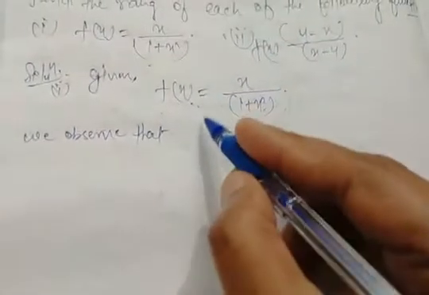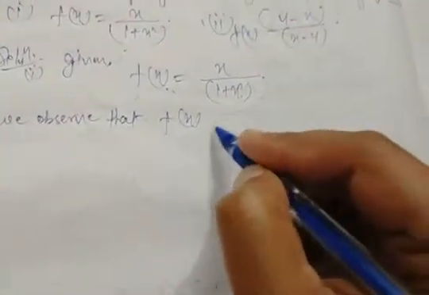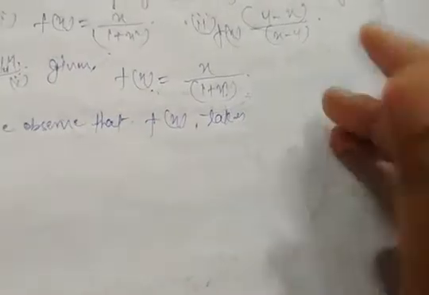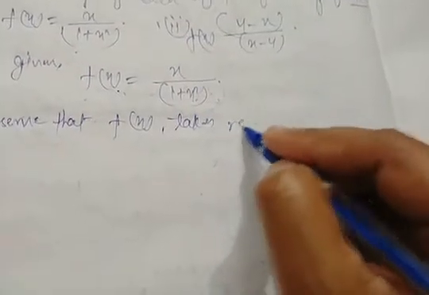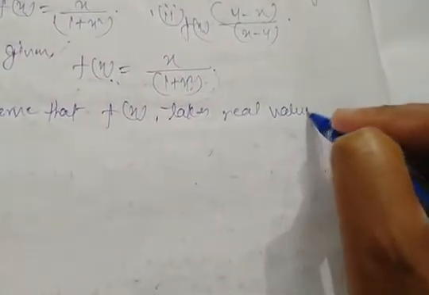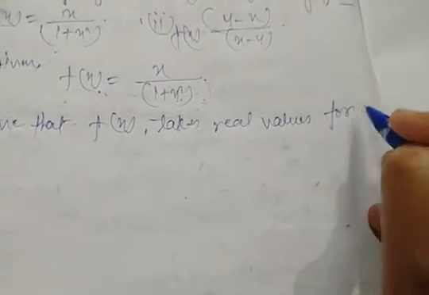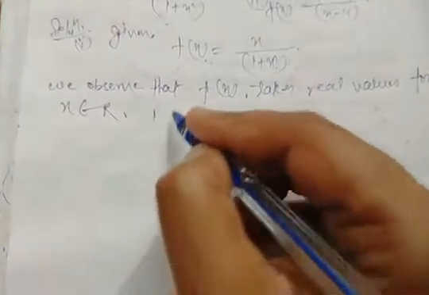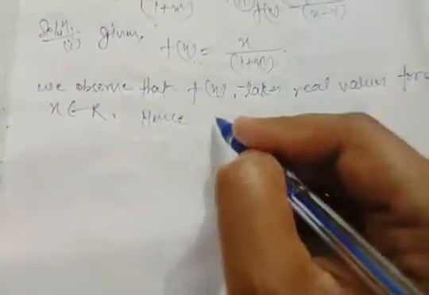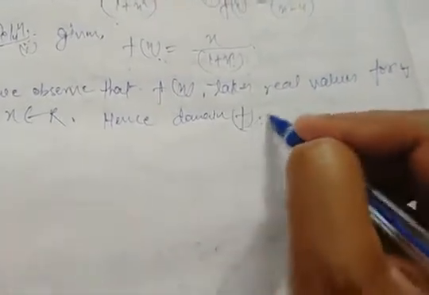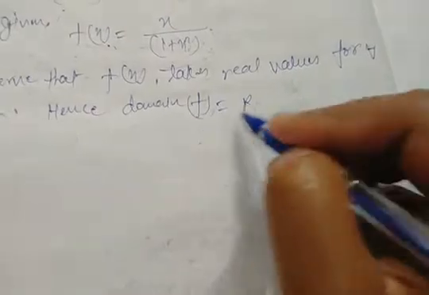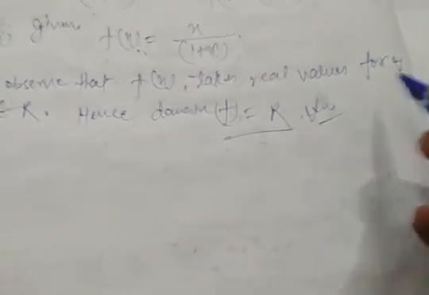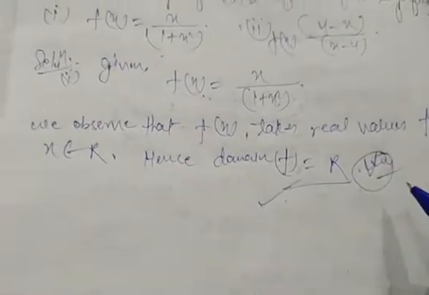We observe that f of x takes real values for all x belonging to the real numbers, hence the domain of that function is R, the real values. That is one answer; we found the domain of this function.